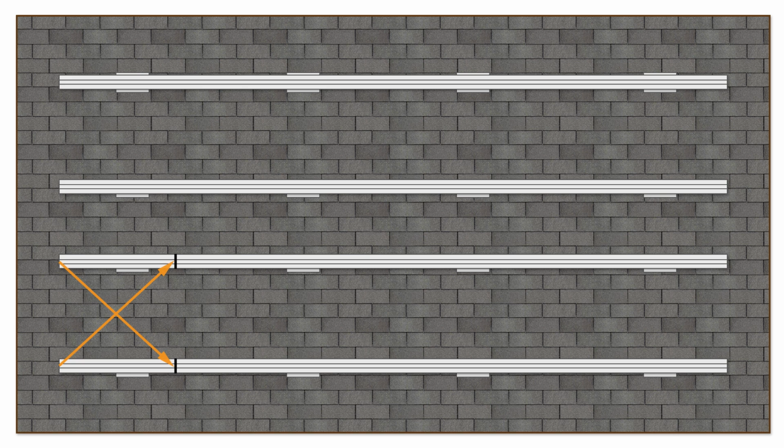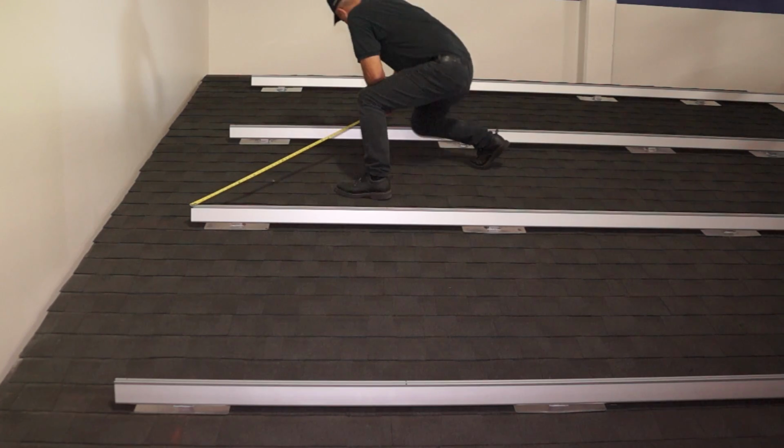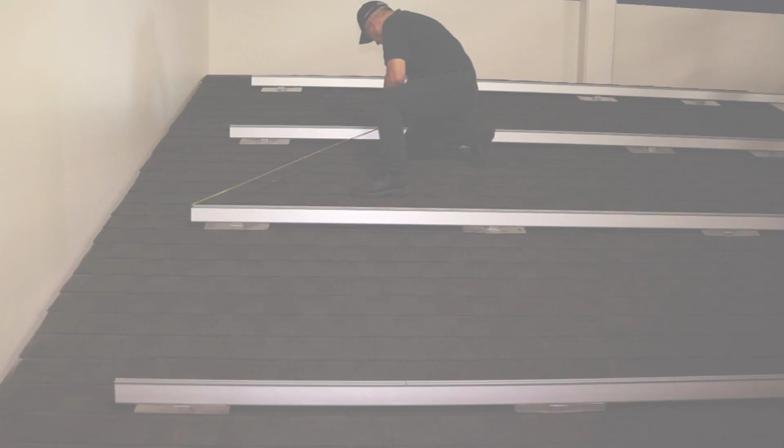This works because the diagonals of a rectangle are always the same length. Since we want the rails to be square, their diagonals must be equal. This same trick can also be used to square two separate rows.